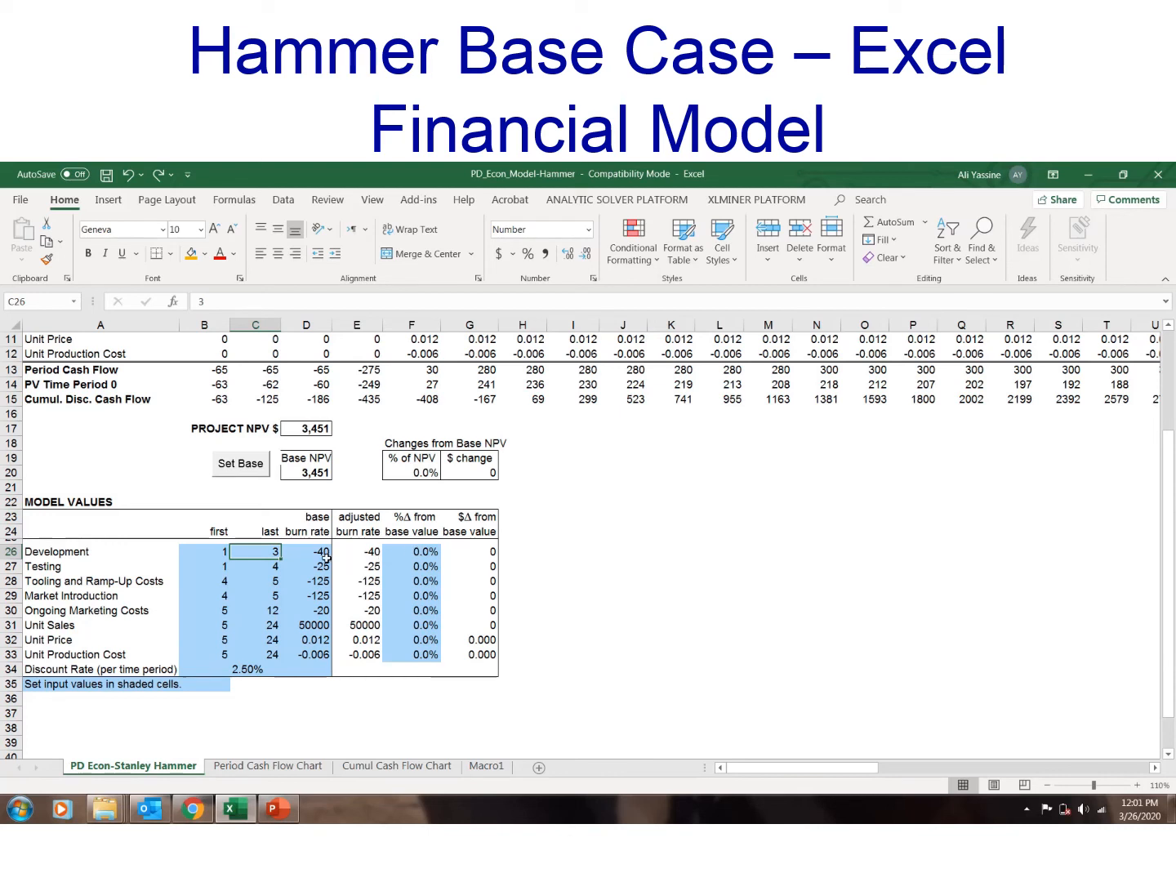instead of $40,000 per quarter, it's an increase of 10%. So I put 10% here. I'm going to see that an increase of 10% would result in a reduction in NPV to 3440 instead of 3451, a reduction of 0.3%.